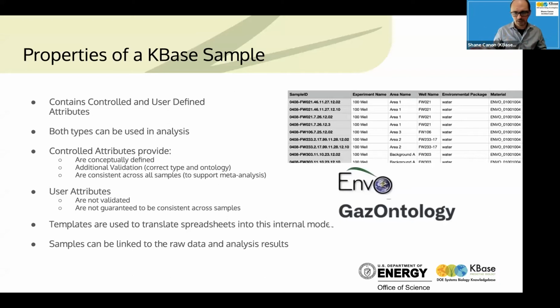To take your sample data and get it into the system, you use templates. These basically describe how to map from a given column in a spreadsheet into these controlled attributes that we've created in the system. And then from there, you can link raw data and analysis results to the samples.